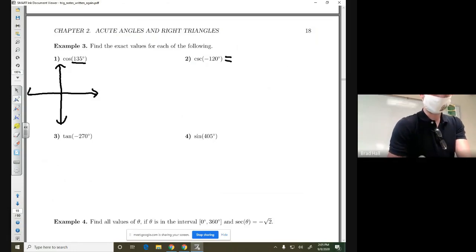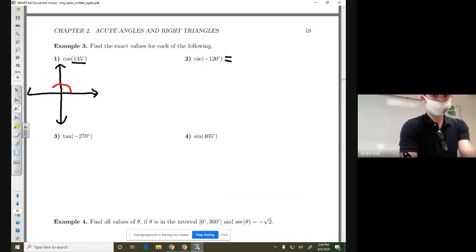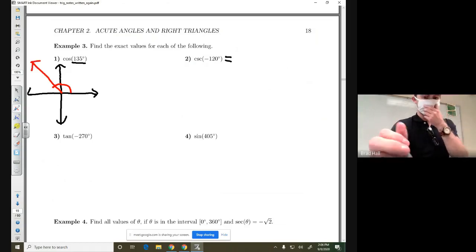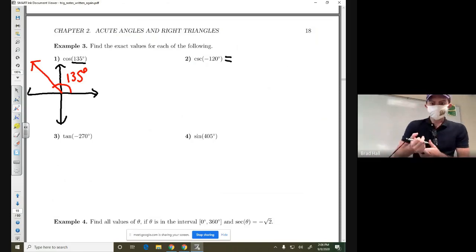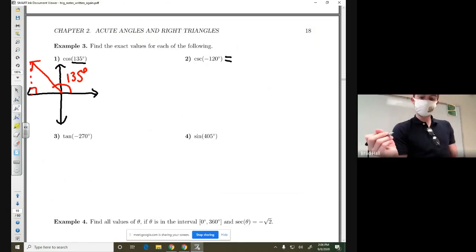So 135 degrees. Here would be 90, and the next step would be 180, so we're going to go about here. It doesn't matter. Something like that. So we get 135 degrees from that. And so naturally, we like to triangulate, as we did before.